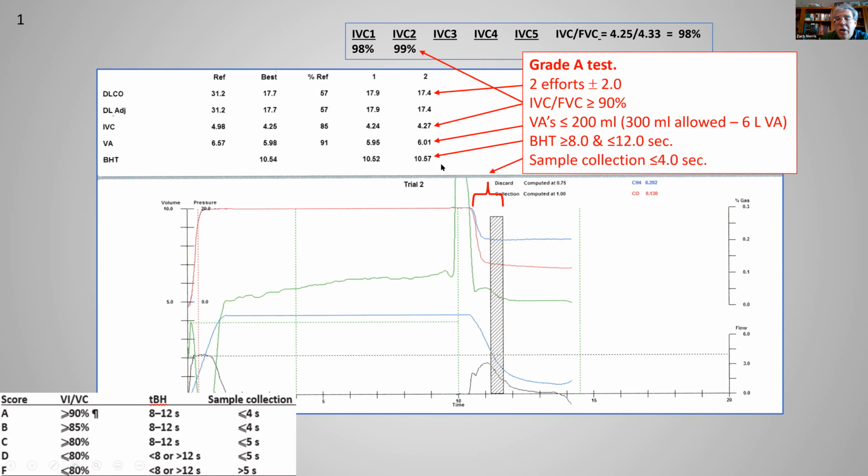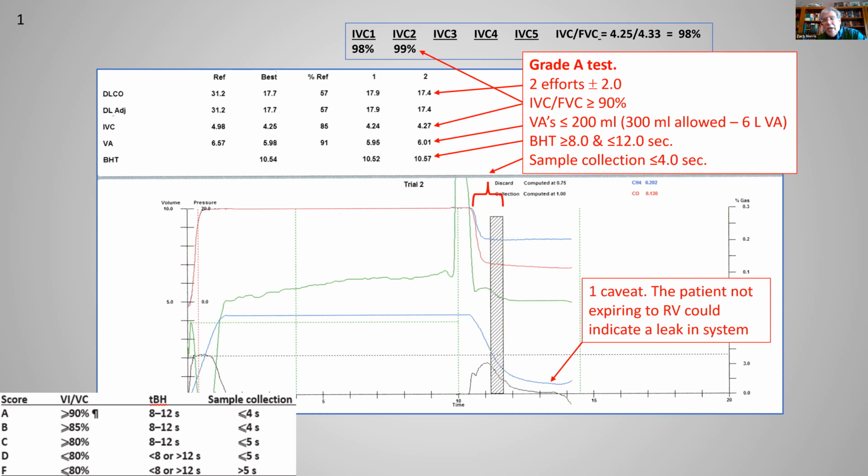We're good there. And the sample collection time we see here is actually about 1 second. This is where you start your exhalation, and this is where you end your collection. It's just about 1 second between that, so we're good there. Essentially, the only caveat of this test is that you notice here there's possibly an air leak, because the patient did not exhale their IVC back down to residual volume.